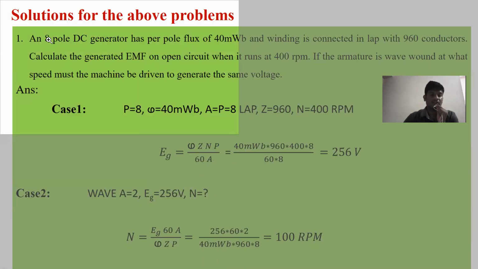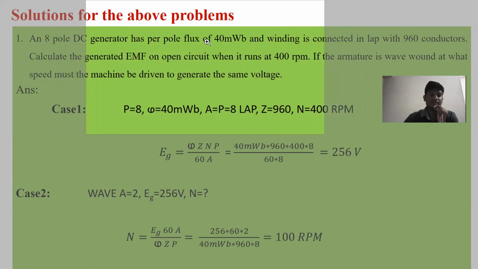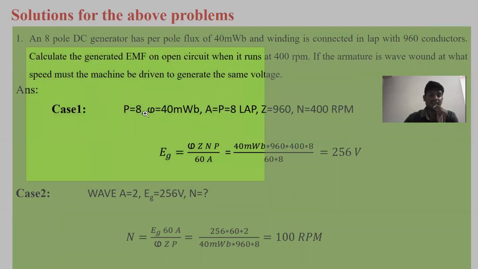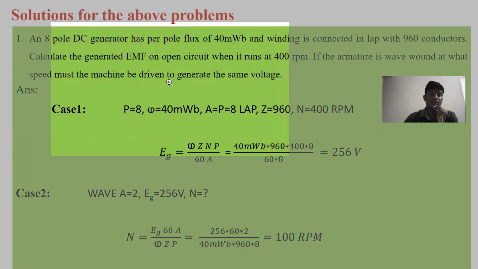So you can see here, it is an 8-pole DC generator. The flux per pole is what? 40 milliwebers, and the winding is connected to what? Lap winding with 960 conductors. That means here the Z. Number of poles P equals 8.